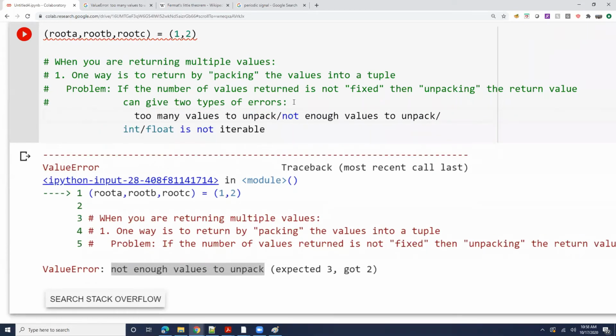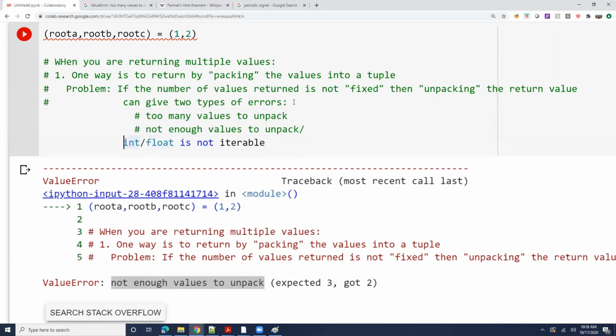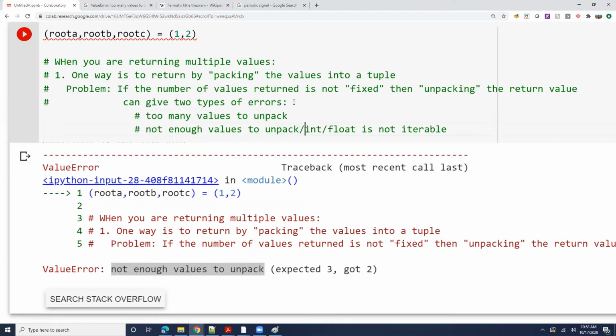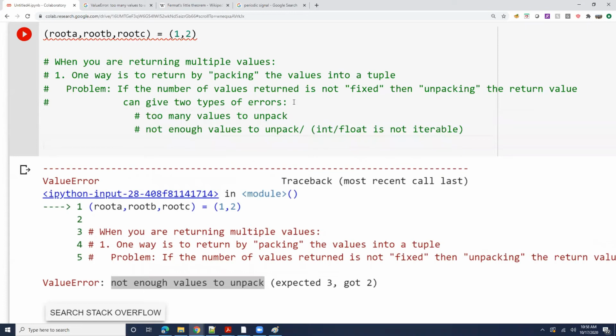The first one is when there are too few values or too many values. The second two are when there are too few values. So these are the problems.